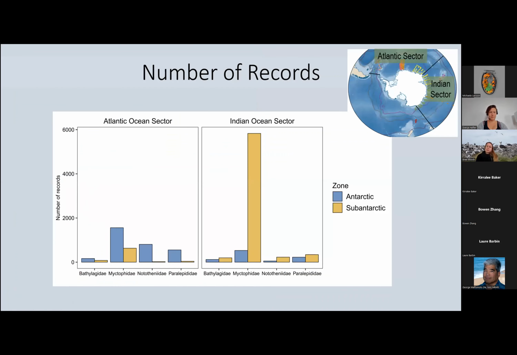And this is just showing the 4 most abundant fish families in Myctobase. And as you can see, myctophids make up the highest number of records within Myctobase, which is why it's called Myctobase. In particular, the highest number of records for myctophids is in the Indian sector in the subantarctic.